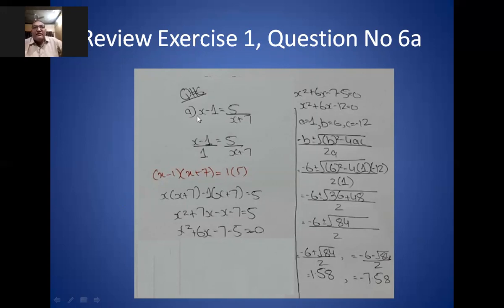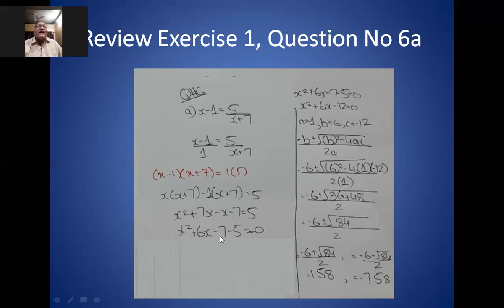Here we have the denominator under 1, so you will cross multiply. The denominator will multiply with this side. You can see here I have done that. These two brackets will multiply. The first member of this bracket will multiply with the second bracket, then the second member, minus 1, will multiply with the second bracket. And you will get x squared plus 7x minus 7 equals 5.